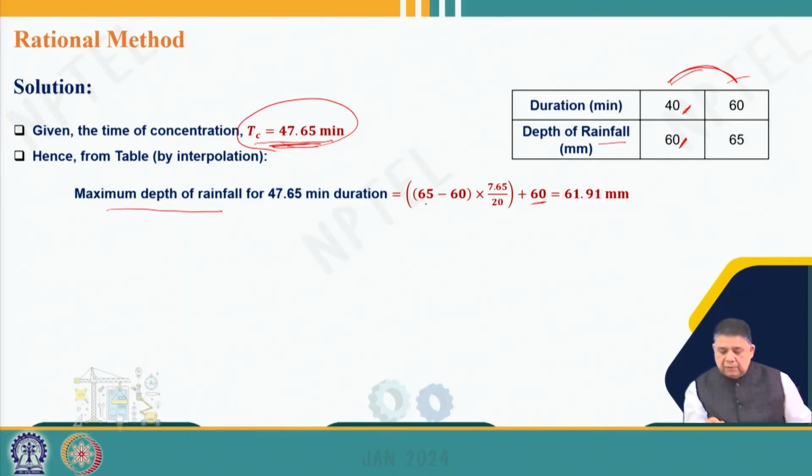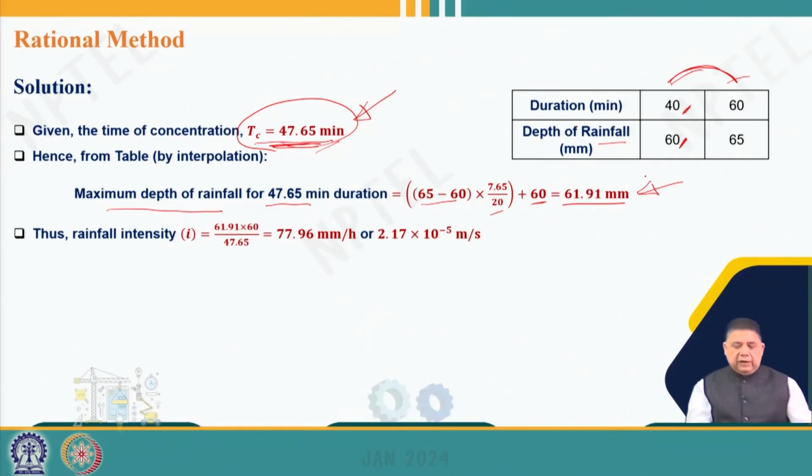So, that means 5 by 20 multiplied by 7.65. So, that means we will get the maximum depth of rainfall for 47.65 minutes duration as 61.91 millimeters, which is of course in between these two values, as you can see, which is expected also. Now, we know that for given duration, what is the depth of rainfall?